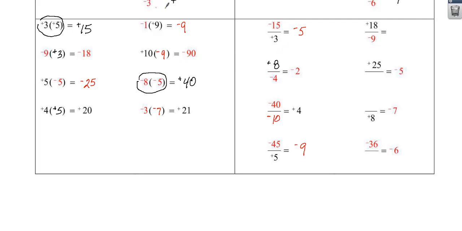All right, so here we go. Positive 18 divided by negative 9. Signs are different. Answer is negative. 18 divided by 9 is 2.